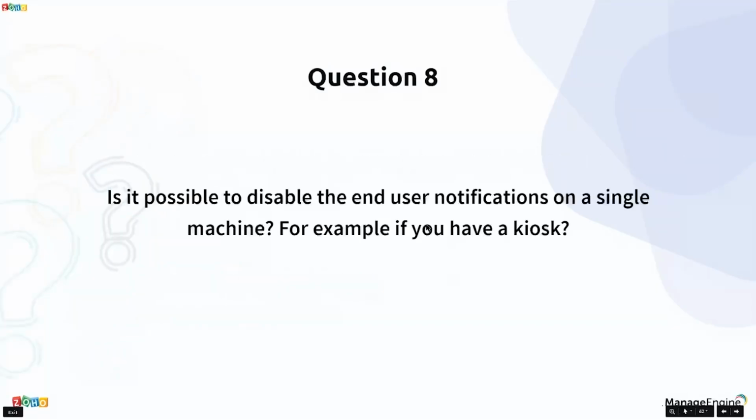Next, is it possible to disable the end user notification on a single machine? Yes, this is something that you're customizing when you create a patch deployment configuration for a single device. You can decide to allow the end user to skip the deployment. As we have seen in the deployment policy, you can either disable or enable the user notification so that they can be allowed to proceed or skip the reboot or patch deployment task.